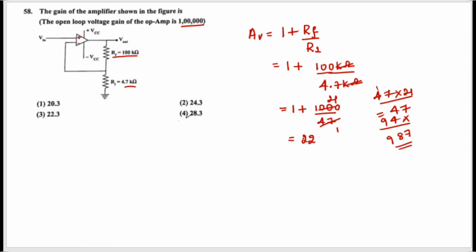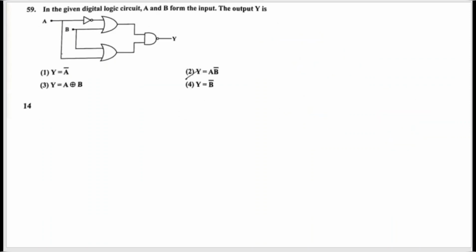So which is the nearest value? I'm going with option 3 as the nearest value. If I do it with the calculator, you will get the accurate value, that is 22.3. So directly applying the formula for the gain of a non-inverting amplifier, you will get the right answer. Now let us move on to the next question.